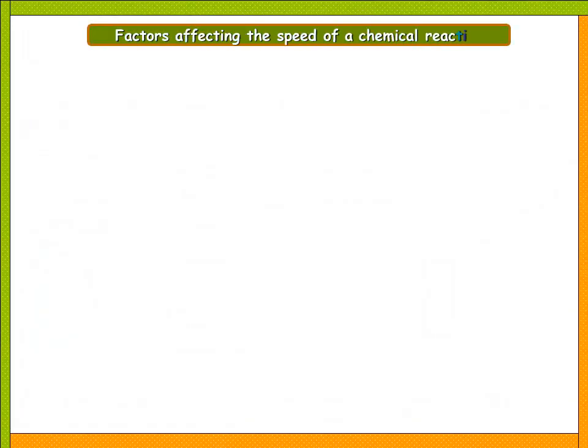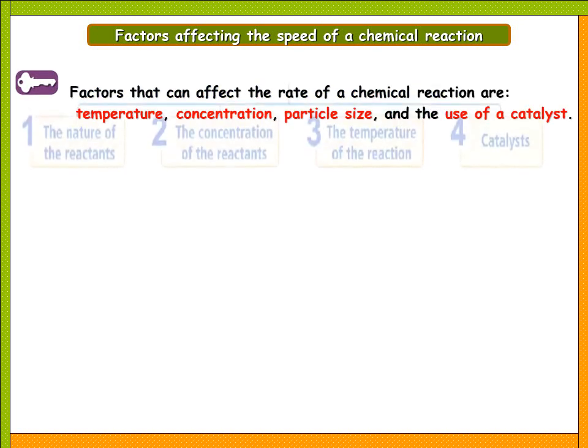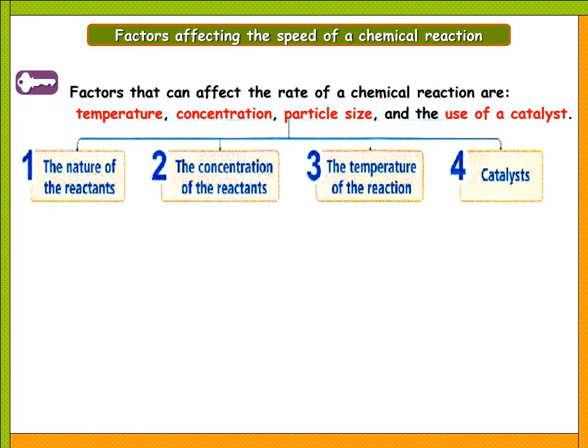What are the factors? We need to know the factors affecting the speed of chemical reaction. At first we will see that the speed of chemical reaction is affected by these factors: number 1, nature of reactant; number 2, concentration of reactant; number 3, temperature of reaction; and catalyst. All these are the factors affecting the speed of reaction.